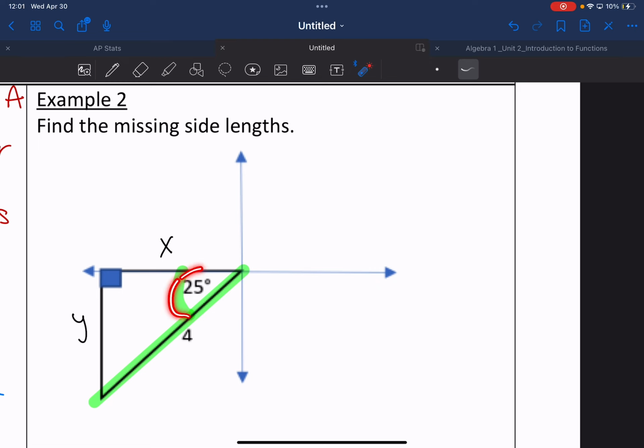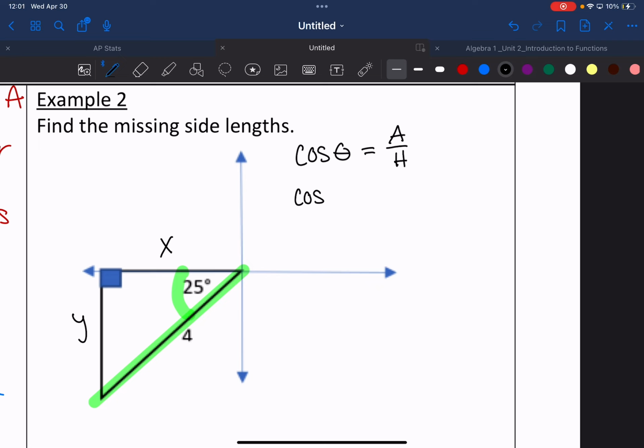So if we're looking at our angle and we're looking at x, is x opposite or adjacent? Adjacent. And then we have the hypotenuse, so X is adjacent and 4 is the hypotenuse, which trig function? Cosine. Yeah, cosine. So I'm going to write cosine of theta is equal to adjacent over hypotenuse.